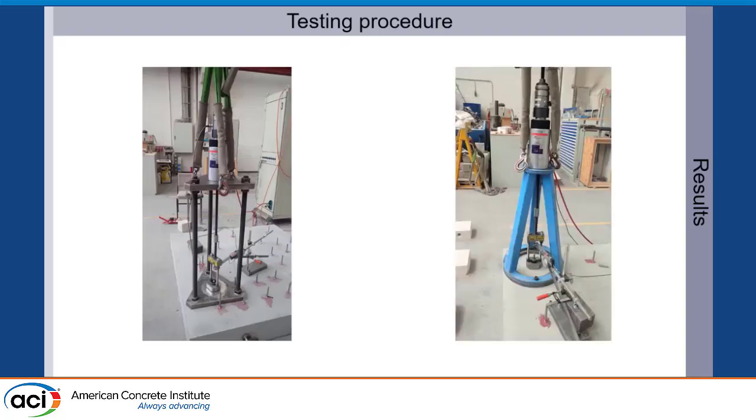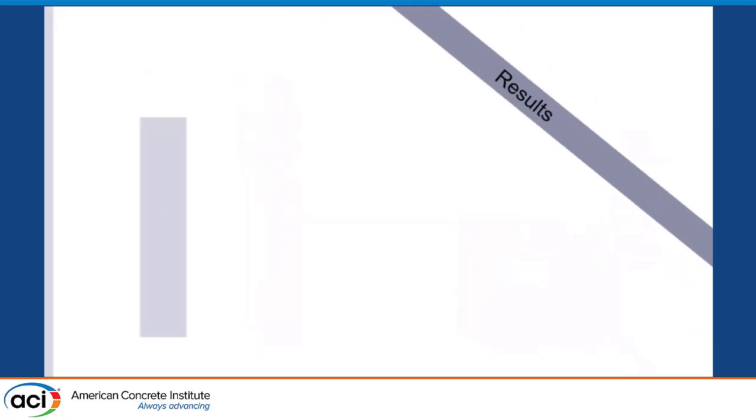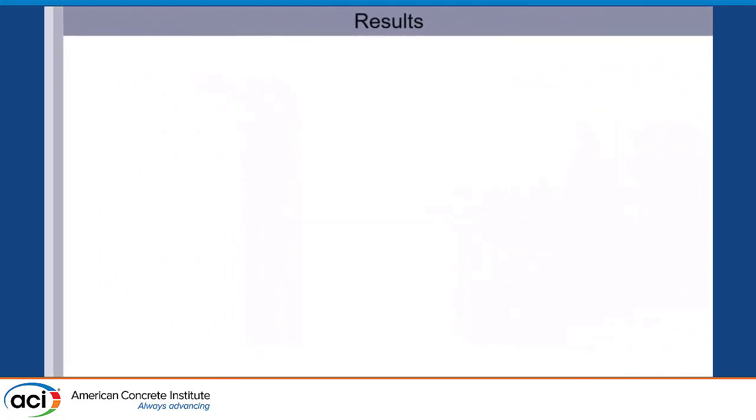Here are the two different test setups which were used. On the left, we have the test setup for a confined test, and here for unconfined. As you see here below, we have the small confinement, and here we have this D, which is larger, 2-4 times H effective.